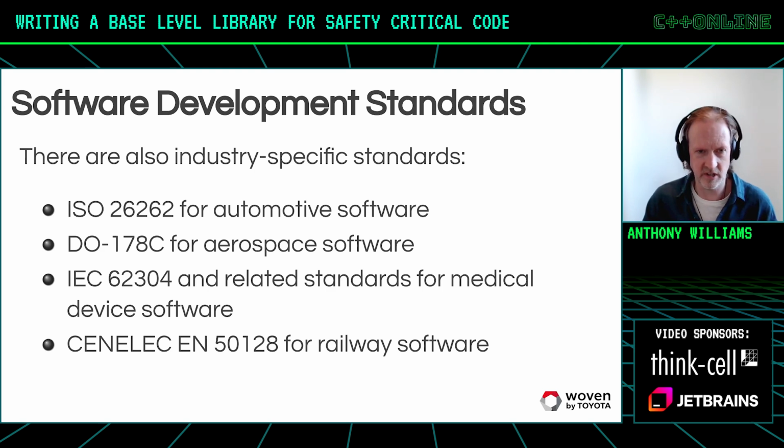My personal experience has only been with the top two. I've never personally written anything for medical devices, though I know people who have, and likewise I've never written anything for railway software. But other industries that write safety critical code will also have their own standards, and you're expected to conform to the standards relative to your industry, but they all tend to come back to IEC 61508 as the baseline, from where they get their terminology, the overall process descriptions and things like that.